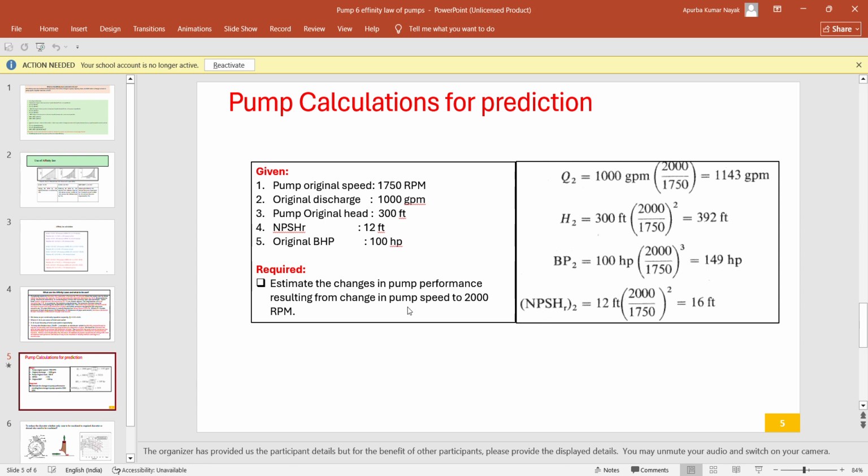And NPSH has also increased. It is directly proportional to the NPSH required. You see, it is 16 feet NPSH required, head required to run the pump. So all these calculations should make you think seriously that not only capacity but power, head and NPSH, you have to calculate and take a final decision.